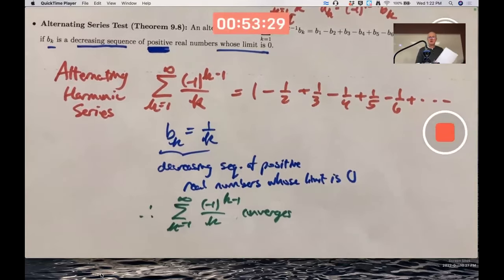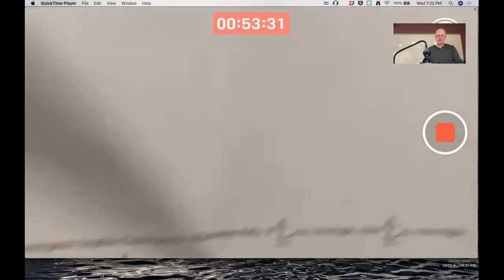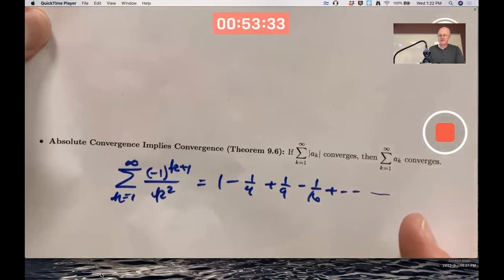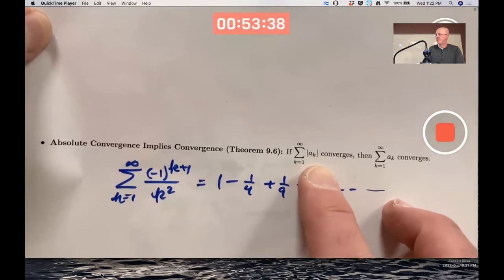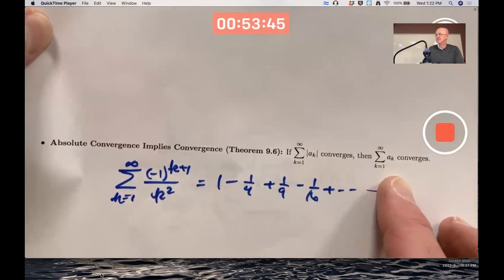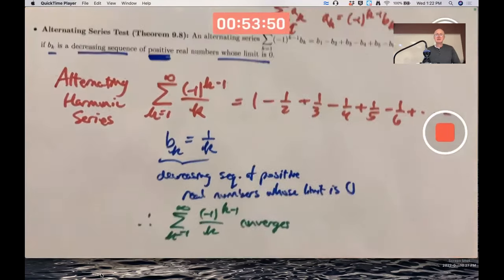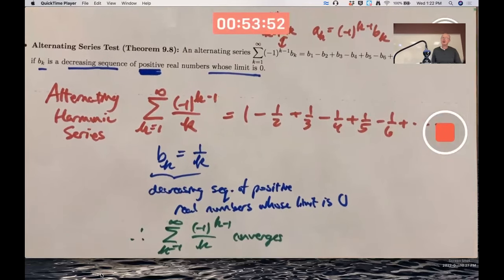However, there's no way to prove that using the previous test right here. Because if I tried using this test, the series whose terms are the absolute values of the alternating harmonic series is the harmonic series, the ordinary one, which we know diverges, so we can't use this test. This series converges in spite of the fact that the harmonic series diverges, if we believe the alternating series test. And I'm telling you, yes, believe it, it is a theorem.